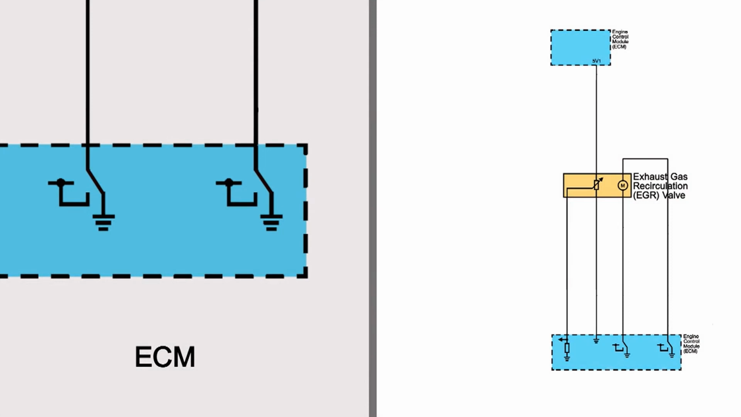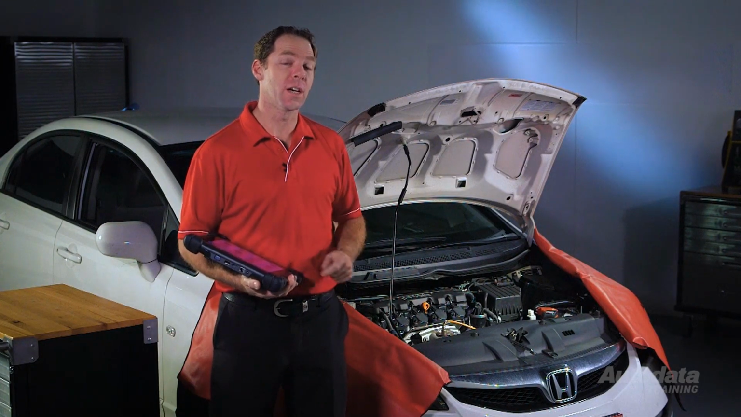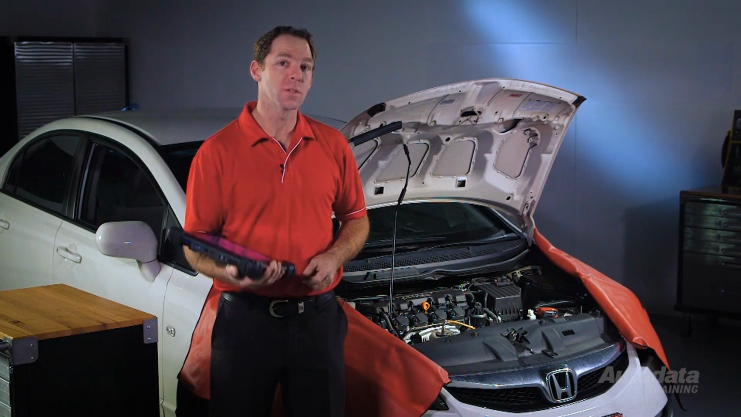This type of EGR valve is controlled by the ECM using bidirectional drivers. The ECM monitors the airflow to the manifold while commanding the servo motor open. When the mass airflow has dropped to the desired level, the ECM holds the servo motor in its current position while exhaust gas recirculation takes place. When EGR is no longer required, the ECM commands the valve closed. This type of EGR valve is best tested using a scan tool.